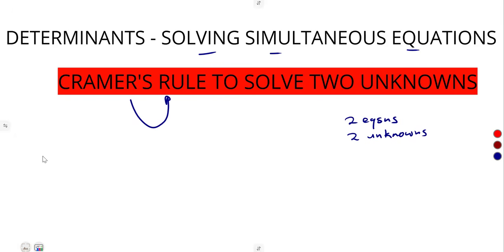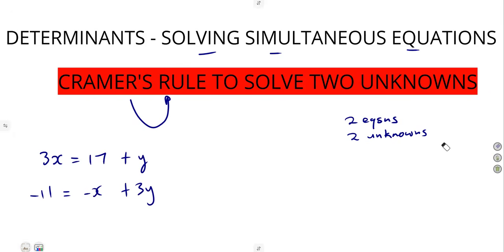So let's say we have an equation 3x is equal to 17 plus y, like this. Another one, minus 11 is equal to minus x plus 3y. Then these are simultaneous equations with what? Two unknowns.